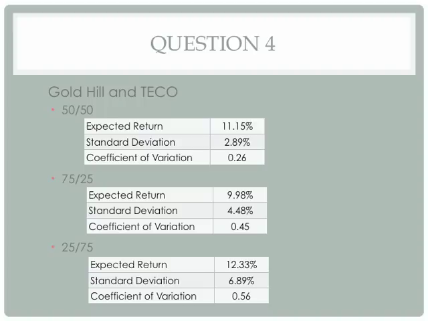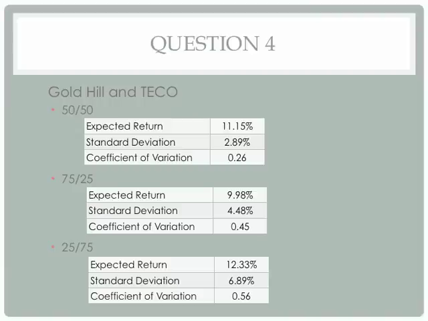Question 4. If an investor forms a stock portfolio by investing $10,000 in Gold Hill and $10,000 in TCO, the expected return would be 11.15%, the standard deviation would be 2.89%, and the coefficient of variation would be 0.26. Both the standard deviation and the coefficient of variation are significantly less in the portfolio than in the individual stocks. This is because the stocks are negatively correlated.